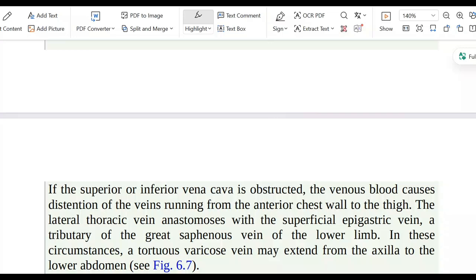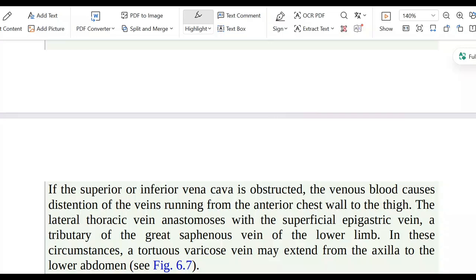So what happens is that via the thoracoepigastric vein, which is actually an anastomosis between the superficial epigastric vein and the lateral thoracic vein, the blood gets an alternative pathway in case the inferior vena cava is blocked. Now notice something: blood bypassed the inferior vena cava completely.